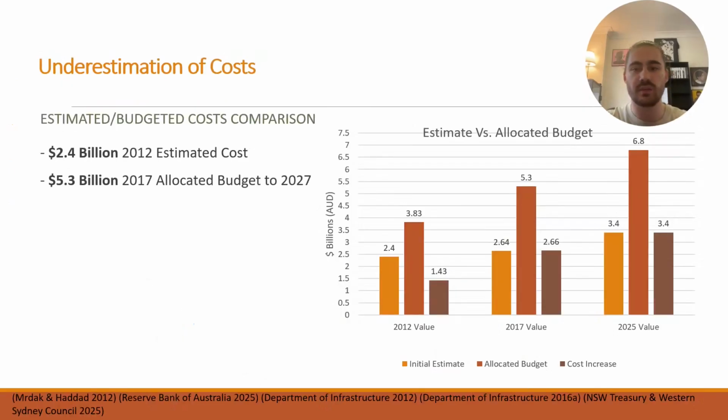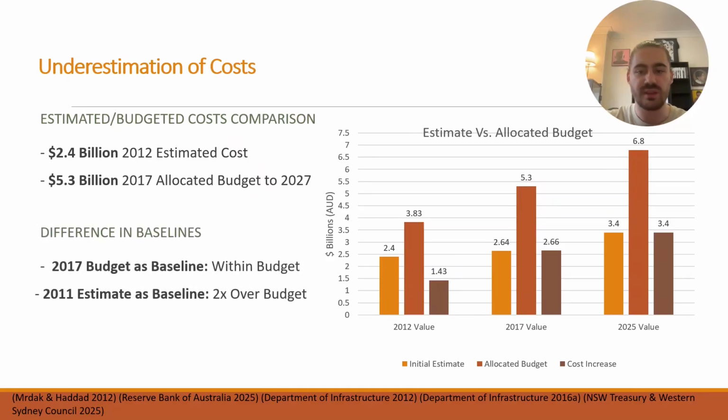The underestimation of costs for the project can be demonstrated by comparing the 2012 Joint Report's estimate to the budget allocated in 2017. The estimated cost for completion of Stage 1 was $2.4 billion, while the federal budget allocation in 2017 was for $5.3 billion over the next 10 years. When accounting for inflation, the 2012 estimate would be roughly $2.65 billion in 2017, when the budget of $5.3 billion was allocated, a difference at the time of $2.66 billion, over 100% more than estimated, with a minimal percentage difference seen in 2025. The discrepancy in cost estimate compared to the allocated budget does not allow for accurate tracking of the project progress from its proposal.